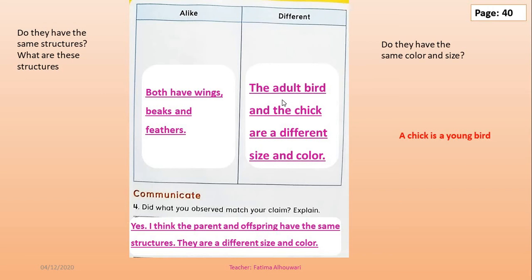Interesting. Let's see question number 4. Did what you observed match your claim? Explain. Of course, yes. The parent and offspring have the same structures. They are a different size and color. Grade 1, please be sure to write the correct answer on page number 40.